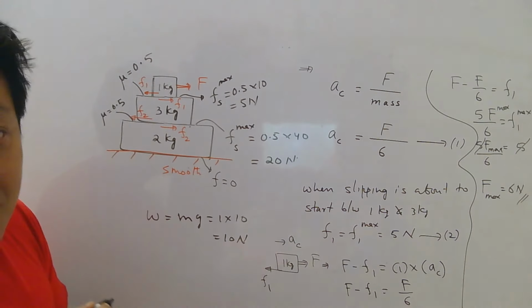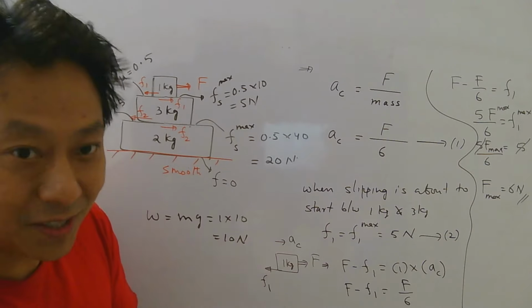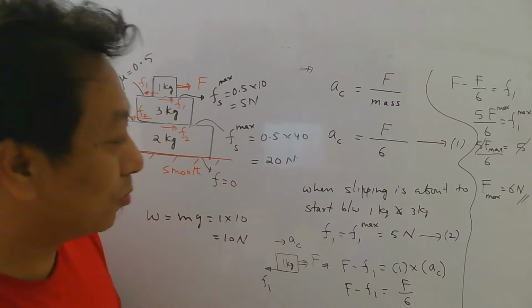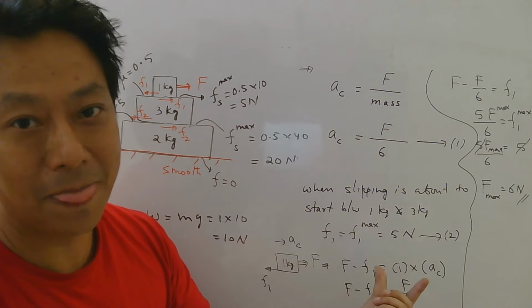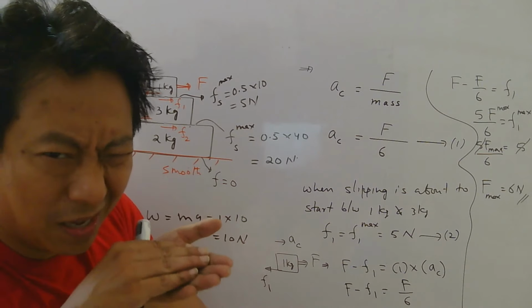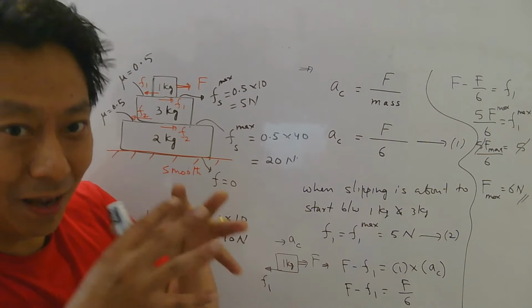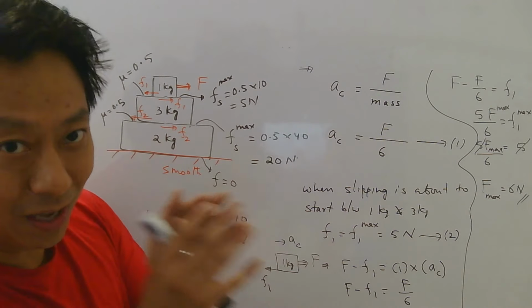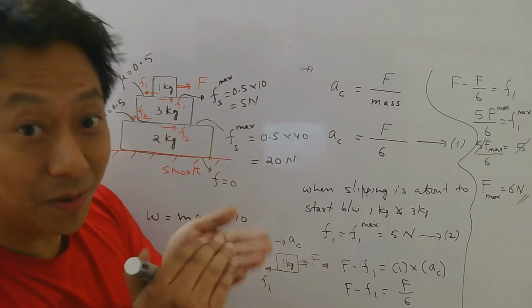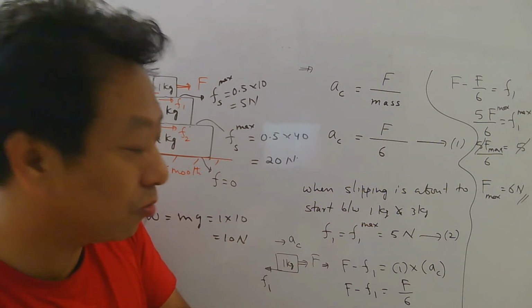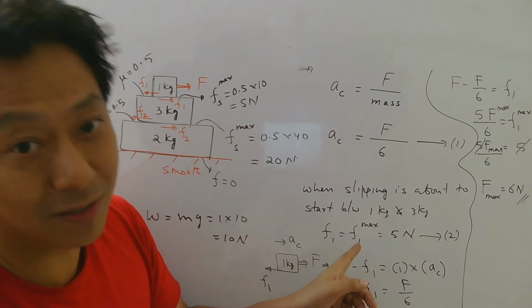So always check where slipping will start first, and there you try to put the condition of slipping. And the condition of slipping is when the slipping is about to start. Okay, not yet started, they are moving together only, so they are moving with common acceleration. But at that point when slipping is about to start, friction will reach its max value.